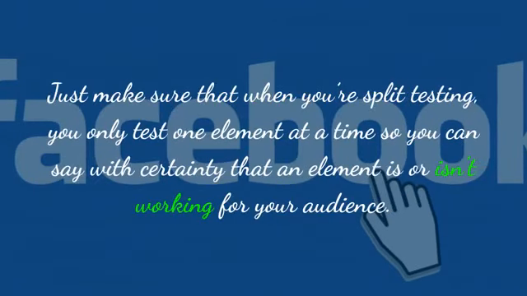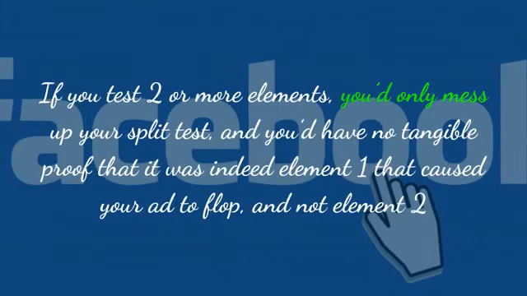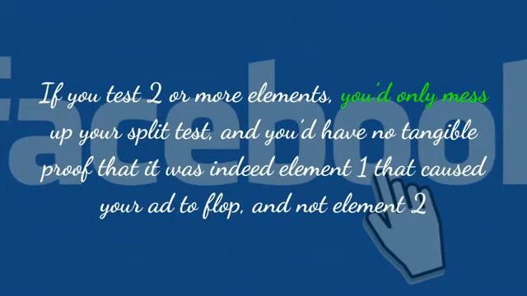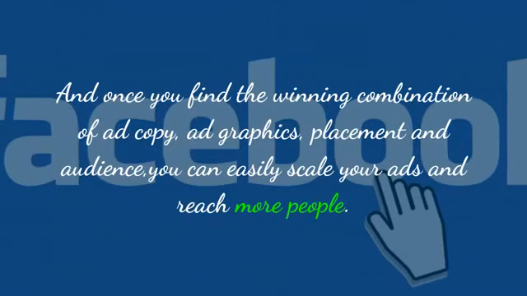Just make sure that when you're split testing, you only test one element at a time so you can say with certainty that an element is or isn't working for your audience. If you test 2 or more elements, you'd only mess up your split test, and you'd have no tangible proof that it was indeed element 1 that caused your ad to flop, and not element 2. And once you find the winning combination of ad copy, ad graphics, placement and audience, you can easily scale your ads and reach more people.